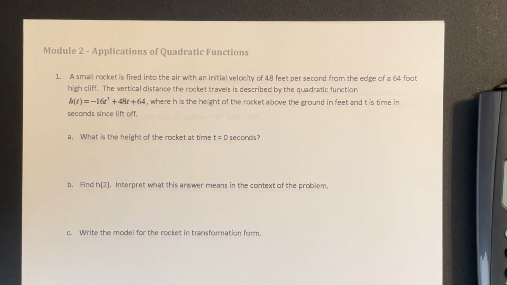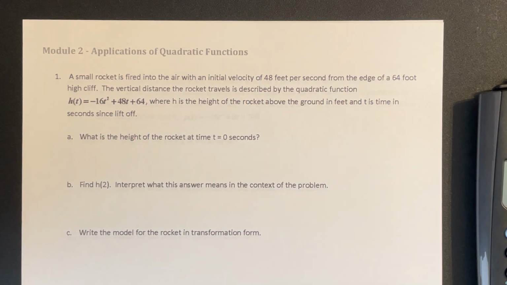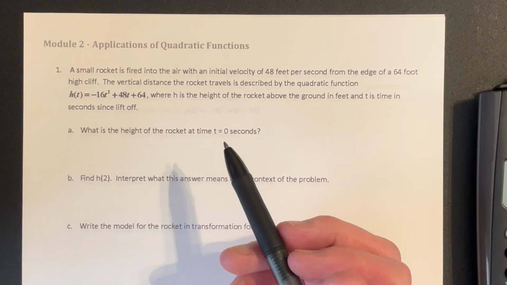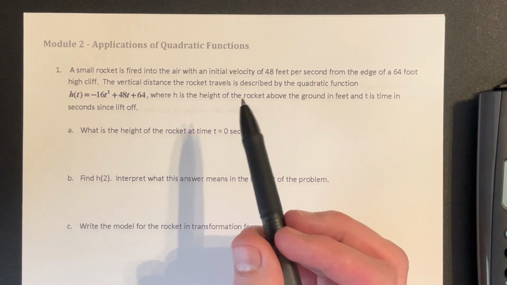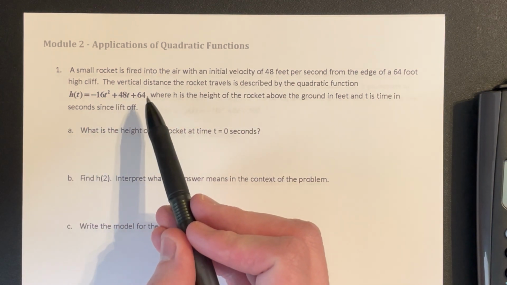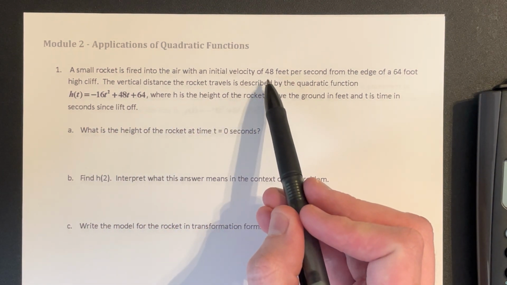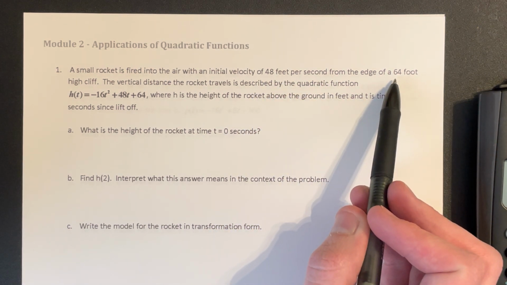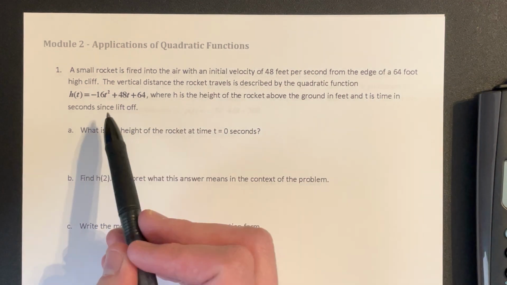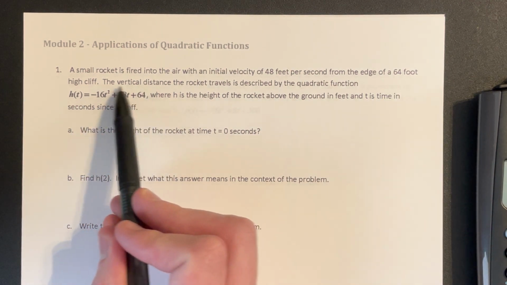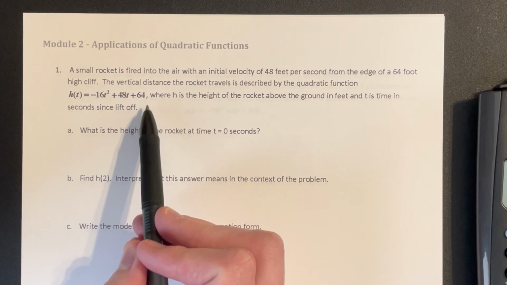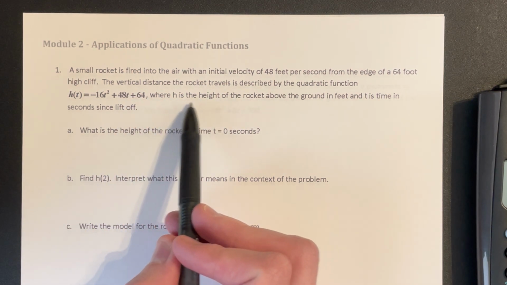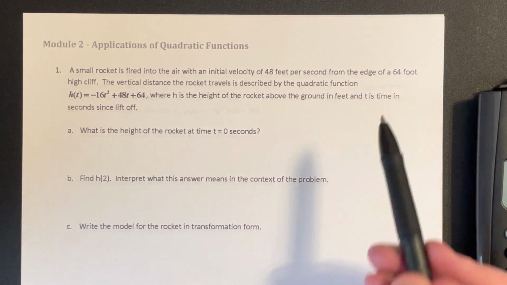Here we're going to look at the applications of quadratic functions notes. And so when we look at a word problem, we're going to be interpreting things in context. Here we have a small rocket is fired into the air. We have an initial velocity of 48 feet per second at the edge of a 64-foot cliff, and it gives us this function. So here's our function for the vertical distance the rocket travels. H is our height, T is our time in seconds.